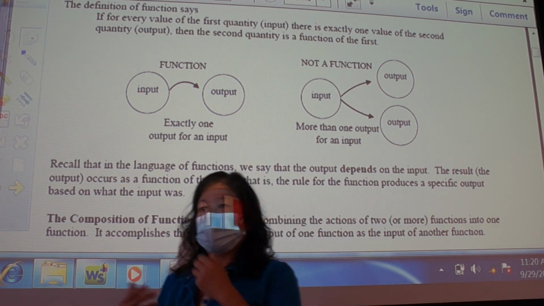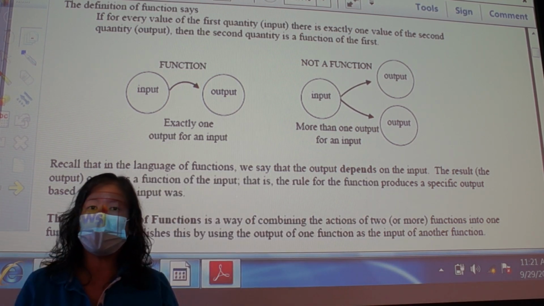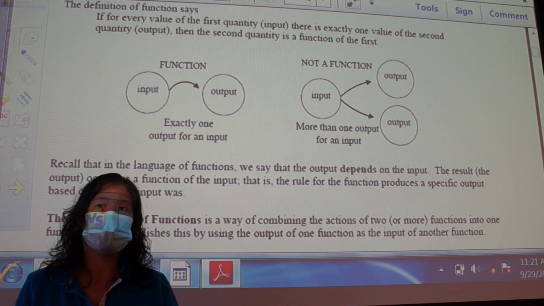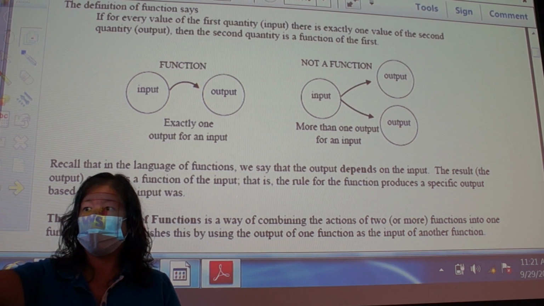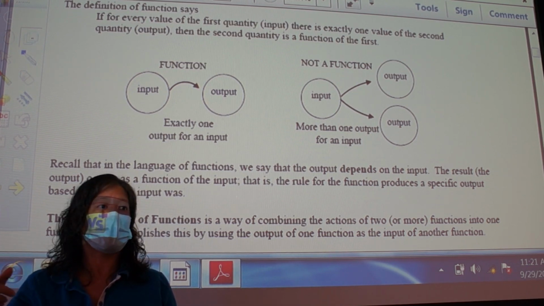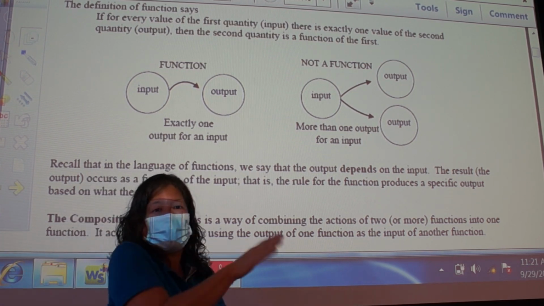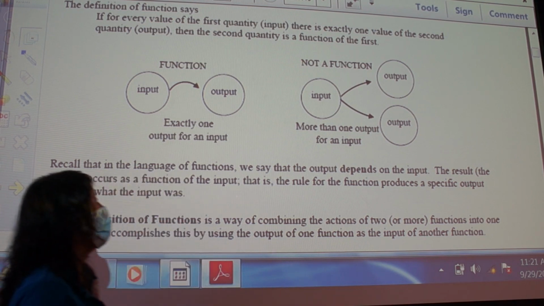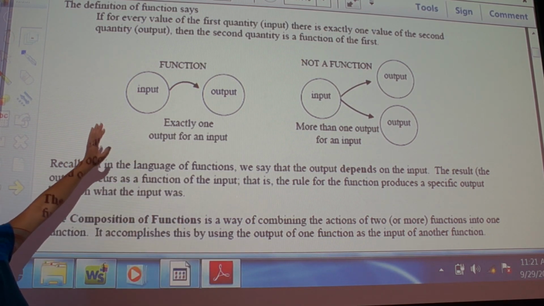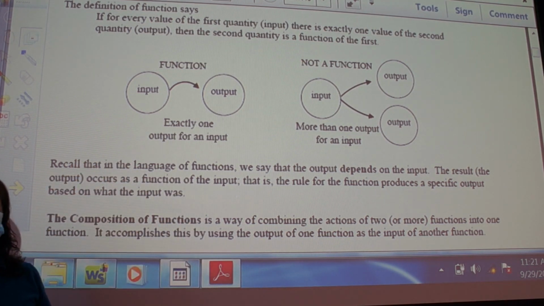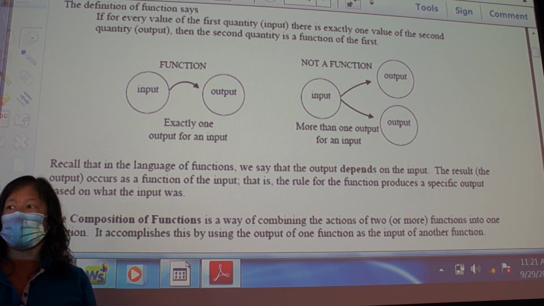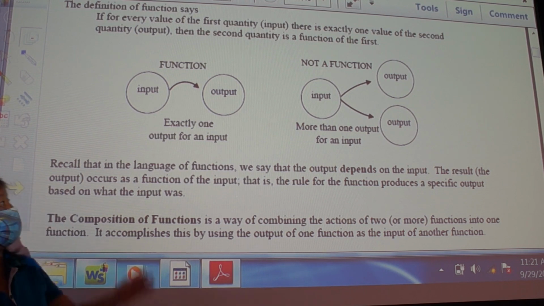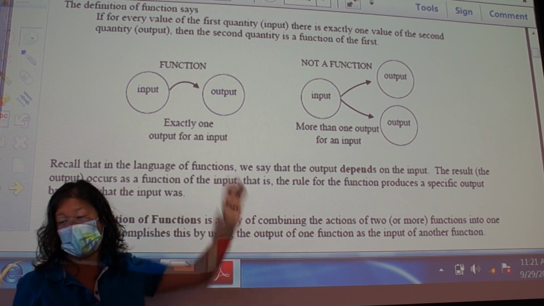If you're not sure, like you pop something in and you might get this or that, for example, square root. If I pop in 9, what's the square root of 9? 3 or negative 3, right? So you could get two different options. You're not sure what you're going to get. But if I do 3 squared, I know for sure I only get one answer. 3 squared is 9. So that's a function.